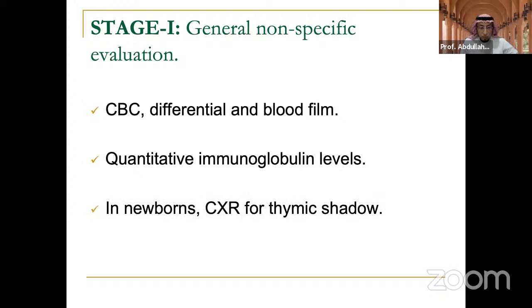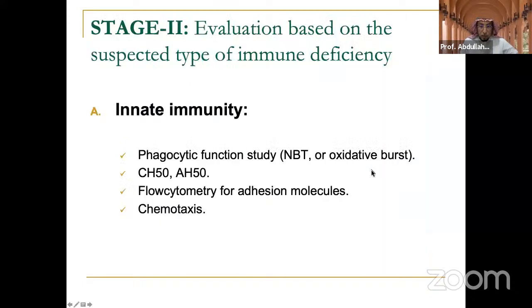Chest X-ray for thymic shadow may be useful in newborns to look for the thymus. This is a lateral film of a newborn. We see here the retrosternal thymic shadow is absent, suggesting thymic aplasia. There are specific investigations directed towards the suspected type of immune defect.